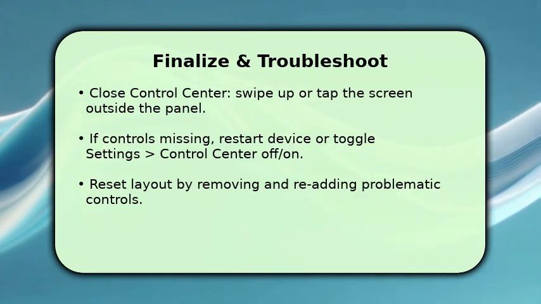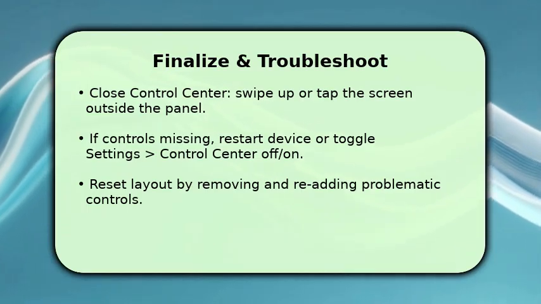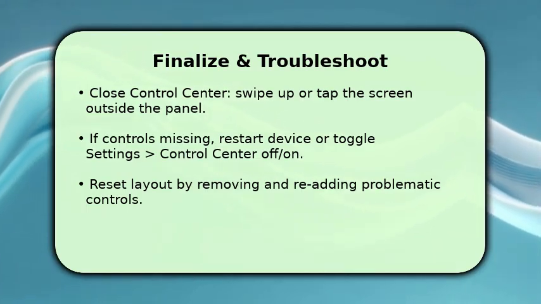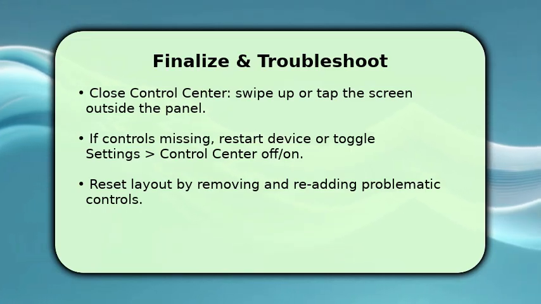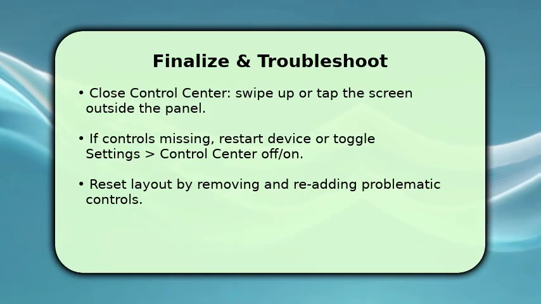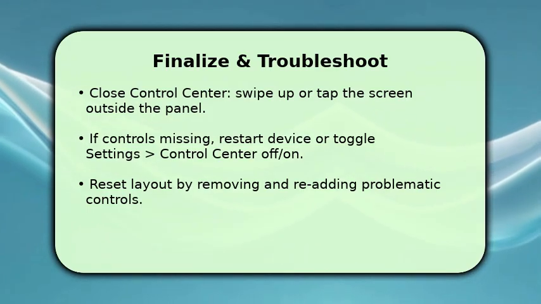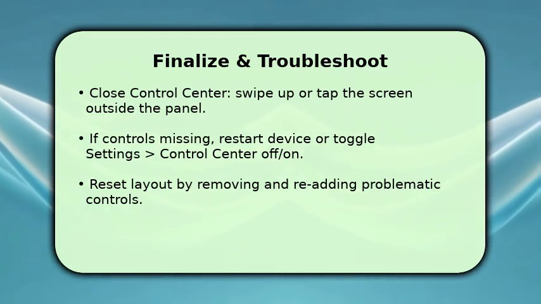You're done. If a control is missing, make sure it wasn't accidentally removed. Go back to Settings and re-add it. Once done, restart your phone if something still won't appear, because a quick reboot resolves many glitches. If individual controls act oddly, remove them and re-add them to reset their state. This last tip usually fixes the issue without deeper troubleshooting.